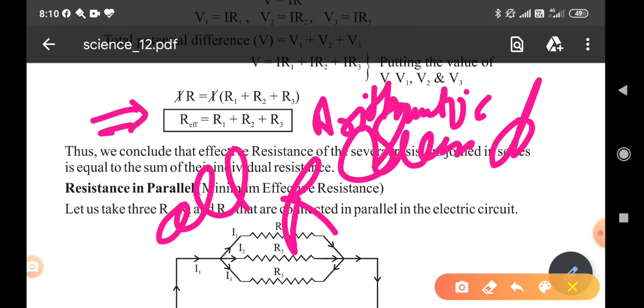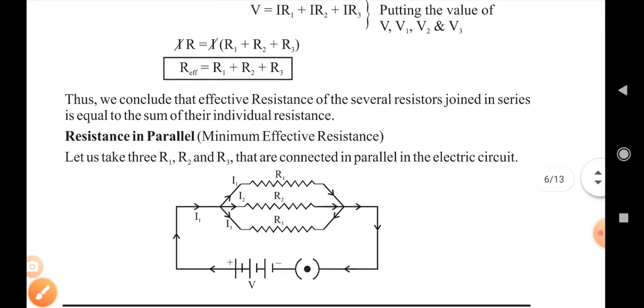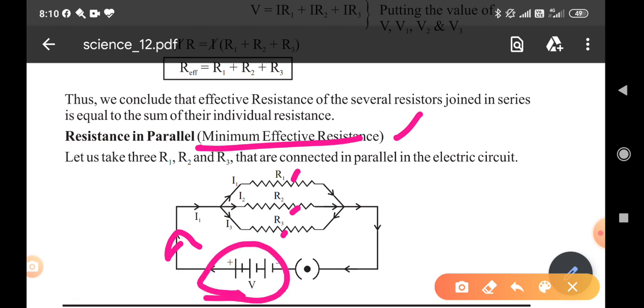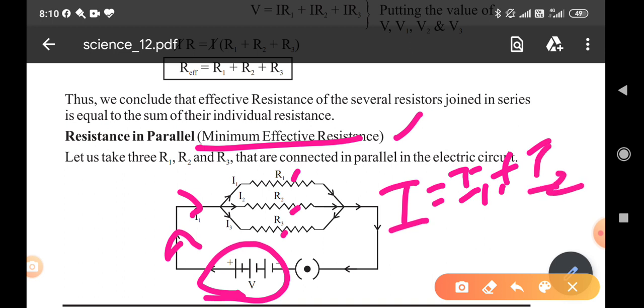The second one is parallel connection. Resistance in parallel gives us minimum effective resistance. Let us take three resistances R1, R2 and R3 that are connected in parallel in the electric circuit, like this diagram. In this diagram, we can see that after this point, the current differs for each of R1, R2 and R3. Let current I1 flow through R1, I2 flow through R2 and I3 flow through R3.